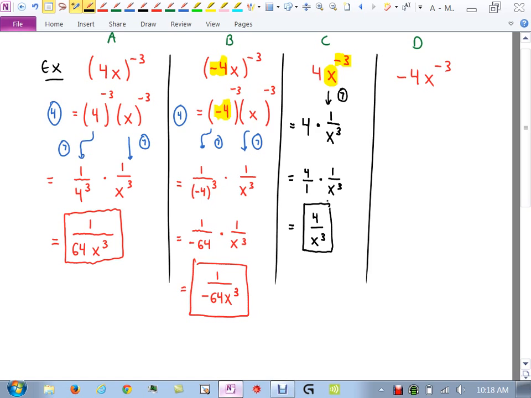What about the last one? Same thing, except that instead of having a 4, we have a what? A negative 4. So we leave the negative 4 out front. We change the x to negative 3 to 1 over x cubed. This is the same as negative 4 over 1 times 1 over x cubed. And this is negative 4 over x cubed. And that was also property 7 that took us there.